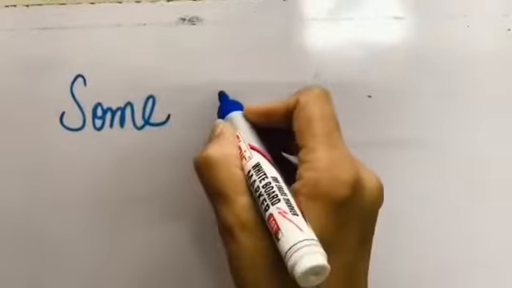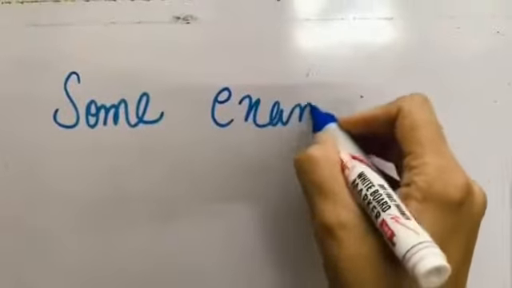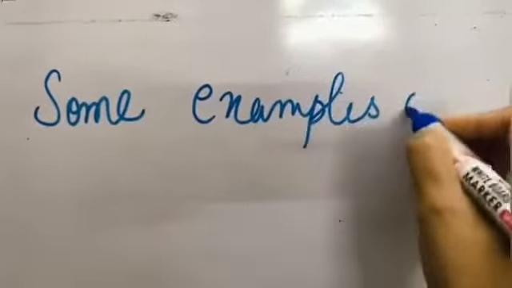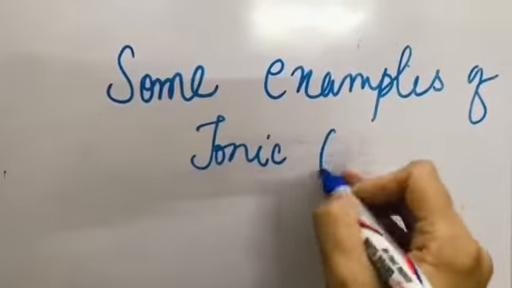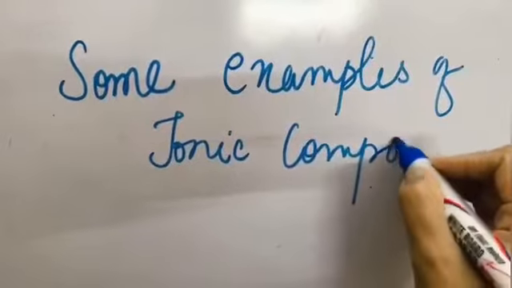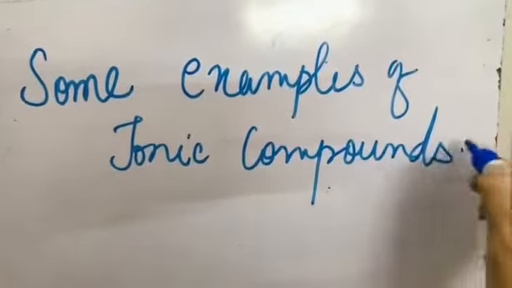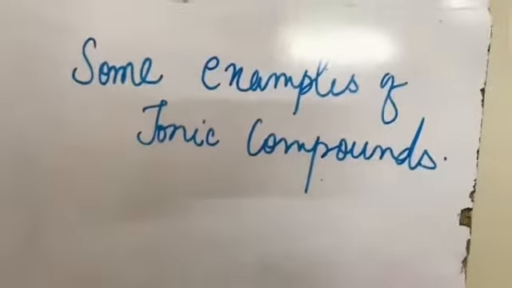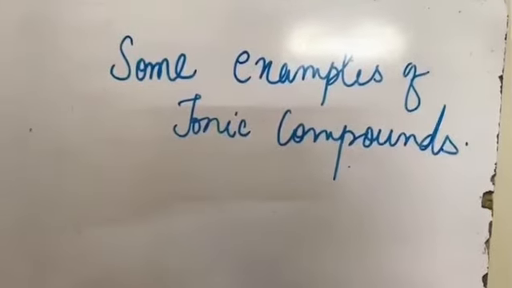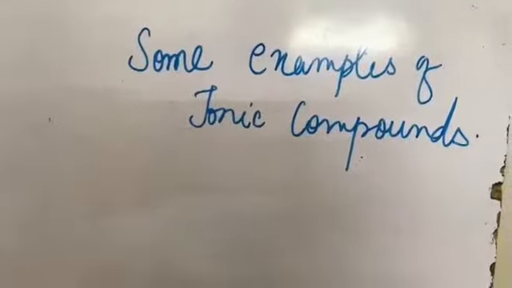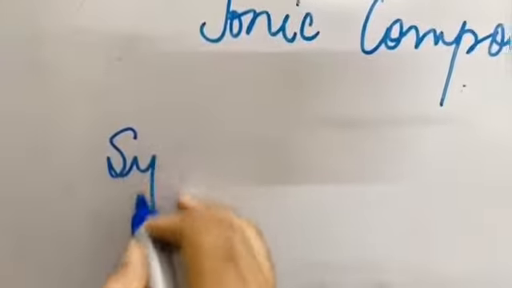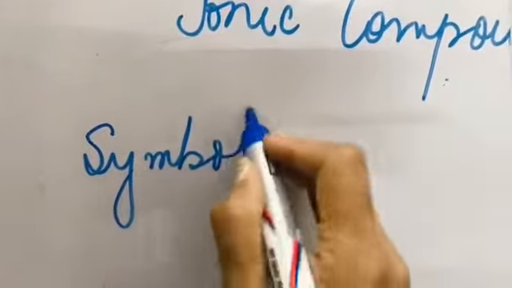We'll write some examples of ionic compounds. So students, how do we write ionic compounds? We have studied in chapter 3, class 9th, right? First of all, we have to mention what? Symbol. Then we have to mention the charge.